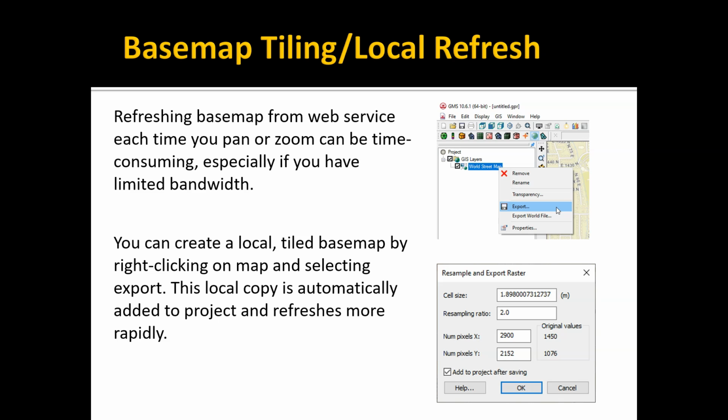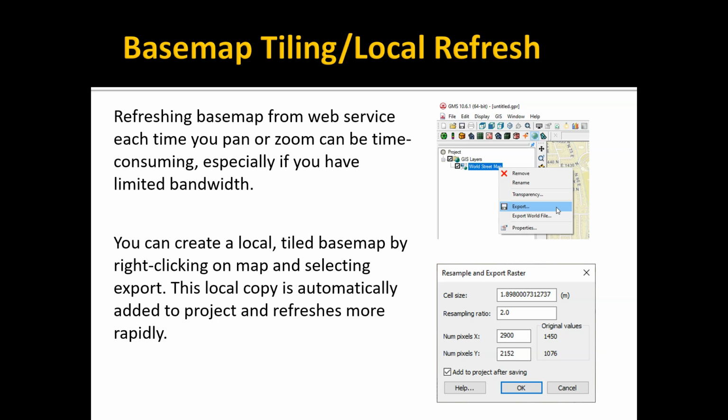Now, as I mentioned, every time you pan or zoom, sometimes there's a lag as it goes to refresh that base map. That can be time consuming, especially if you have a limited bandwidth internet connection. So what you might want to do is pan out to where you see the full range of the base map you're likely to want to view. And then if you right click on the base map and select export, it'll bring up this dialog in the lower right, and if you click OK, it will create a local tiled base map.